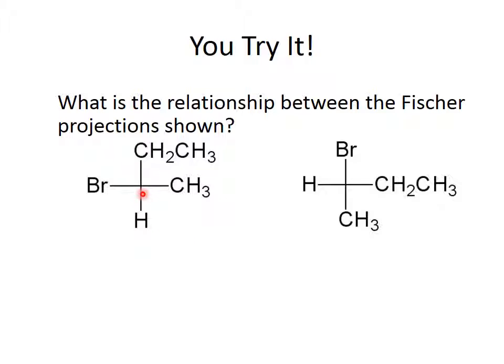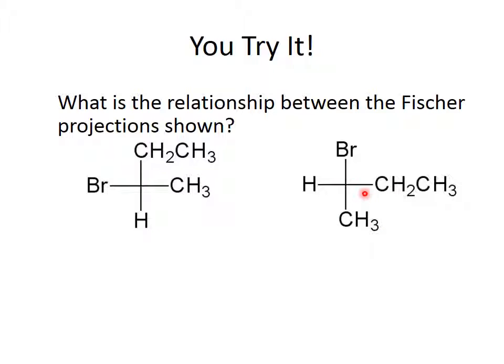Okay, so if I look at this, the hydrogen's going back. Highest priority, bromine, then ethyl, then methyl. That's clockwise, so that must be R, because the hydrogen's going back. This hydrogen's coming out. If I assign rotation, it would go clockwise. It's going to be S, because the hydrogen's coming out. So this is R, and this is S, so they are enantiomers.